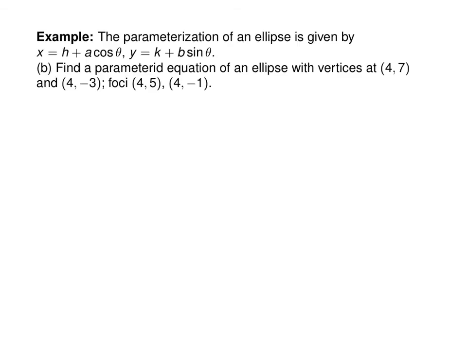Now use this to find a parameterized equation of an ellipse with vertices at 4, 7, and 4, -3, and foci at 4, 5, 4, -1. So it kind of helps me to sketch what this looks like. So vertices at 4, 7, and 4, -3, and there are foci at 4, 5, and 4, -1.